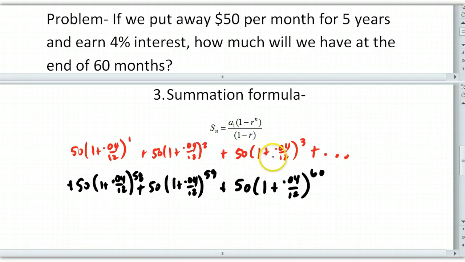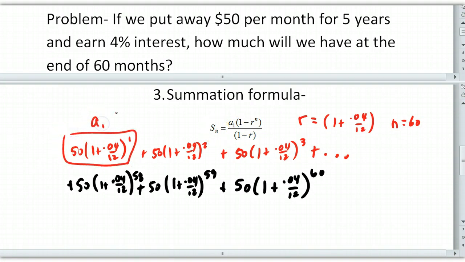Well, that growth factor turns out to be my ratio. Because if I took this term divided by this term, or this term divided by this term, the ratio would be 1 plus 0.04 divided by 12. That's my ratio. Oh, cool. Now, how do I get these other things? Well, my n terms, n is equal to 60. And then my a sub 1, well, that's going to be my first term. This is my a sub 1.